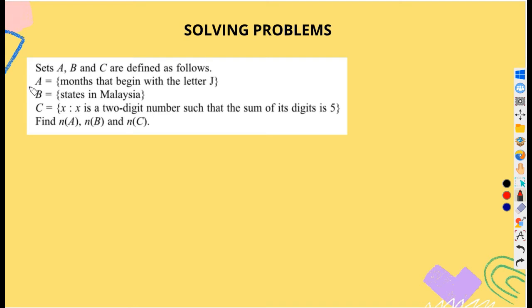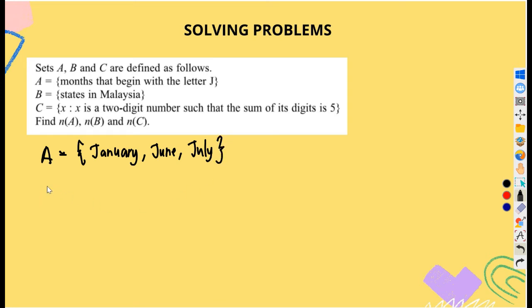Okay, so sets A, B, and C are defined as follows. A is the months that begin with the letter J. Okay, so we do the listing first. So A is equal to, starting from J, January, and then we have June, July. Okay, so we only have these three.